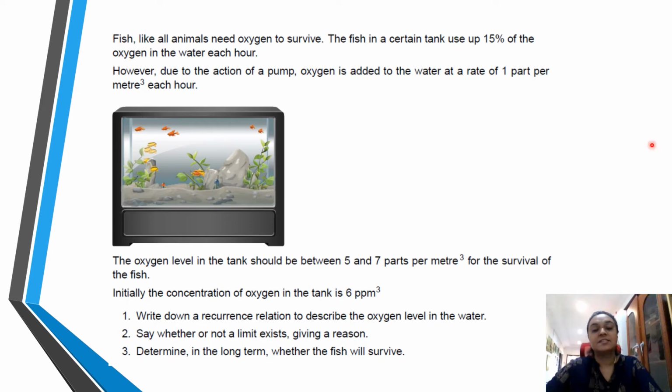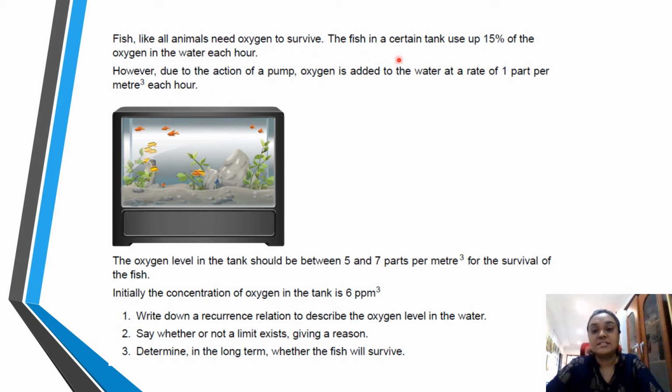We will look at a problem related to how to write down a recurrence relation and how to calculate or determine the characteristic of the limit, and also how to determine what will happen to the fish in this particular tank in the long term. So, for example, fish, like all animals, need oxygen to survive.